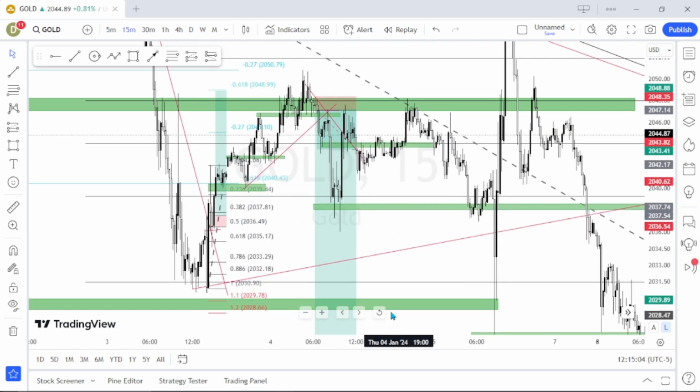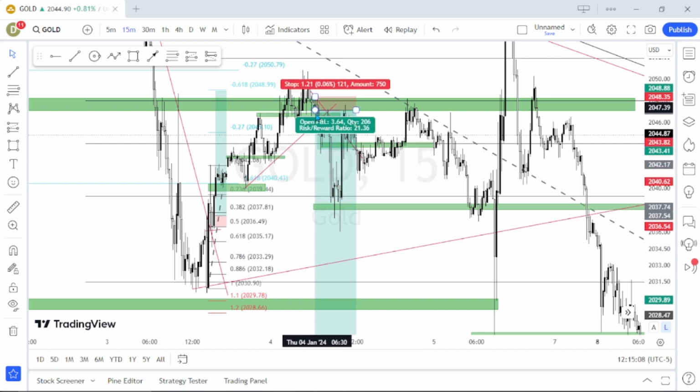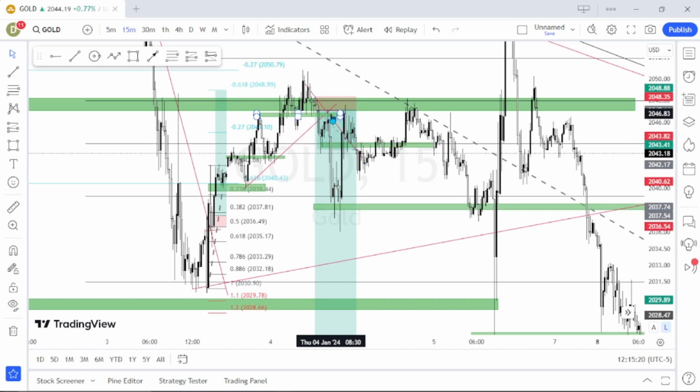So what I did was draw my trend line, then wait for price to break and retest my zone, my key level. I just have two confirmations: break, retest, then enter for a trade. If I don't see this retest, I'm not entering any trade, guys.